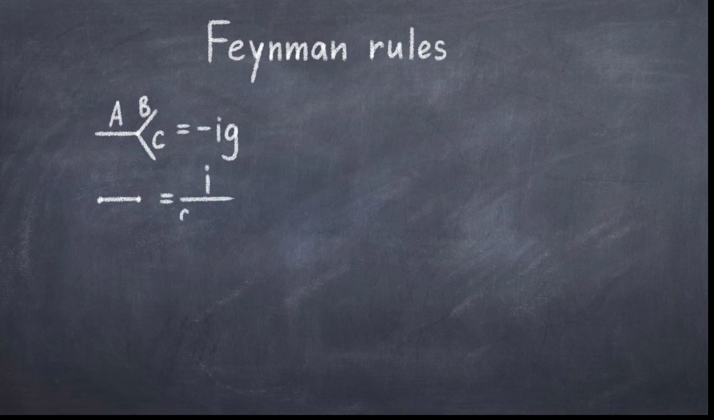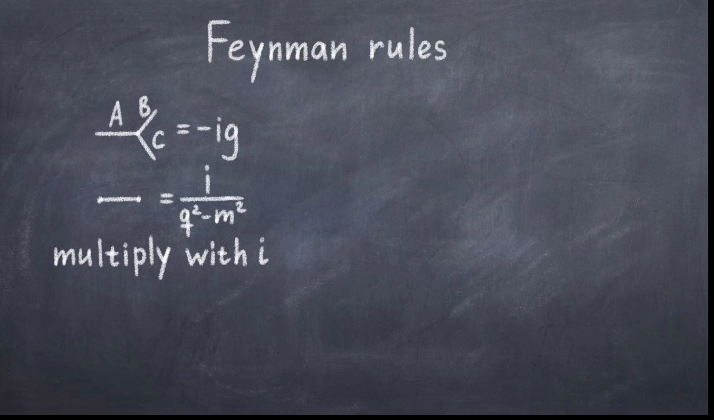To keep it simple, let us say that the vertex factor is equal to minus Ig, and then the propagator or mediator will give a factor of I divided by Q squared minus M squared. In the end, you multiply with I. With these simple Feynman rules, we can now draw any diagram of this theory and with relatively ease figure out the probability amplitude of this process. This amplitude is part of what you would need to compute to calculate a result that you can test in an experiment.